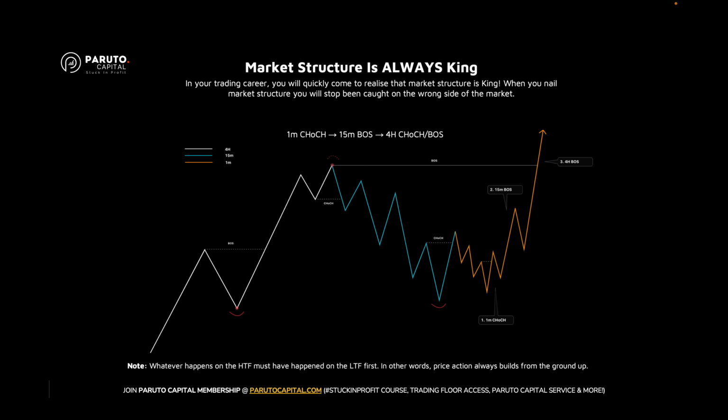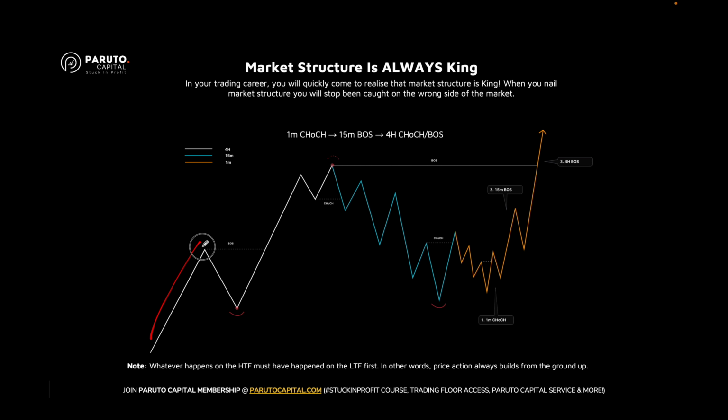So market structure is always king. I so believe this. Market structure is always king. These patterns repeat themselves over and over and over again. And the more you understand market structure, the more you'll be well grounded to always be on the right side of the market. So you won't be caught on the wrong side of the market, taking trades in the wrong direction, when you should be taking it in some other direction. When you understand market structure, this will become super useful going forward. So that is that.